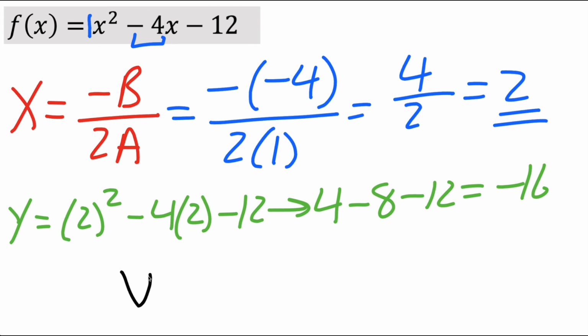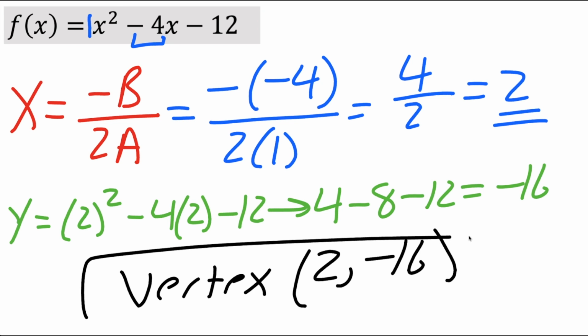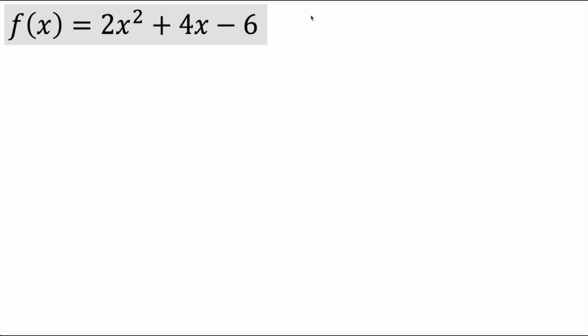And so our vertex is going to be our x coordinate and our y coordinate. So 2 comma negative 16. And this right here is our final answer. Now this will be our second problem, and I recommend pausing the video and attempting this problem.